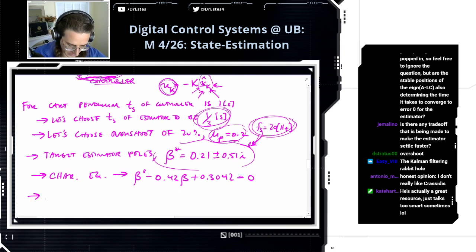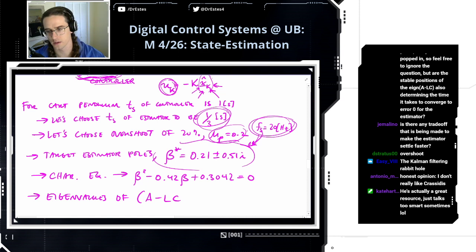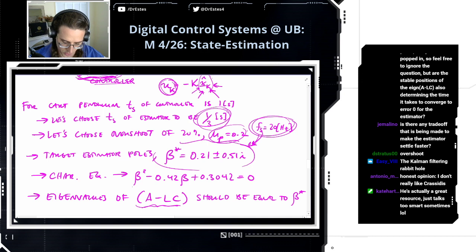Now, here's the connection. The eigenvalues of A minus LC, the system matrix for the estimator dynamics, should be equal to beta star. And that means the characteristic equation of this matrix should be equal to that characteristic equation. And this is where the Cayley-Hamilton theorem comes in.